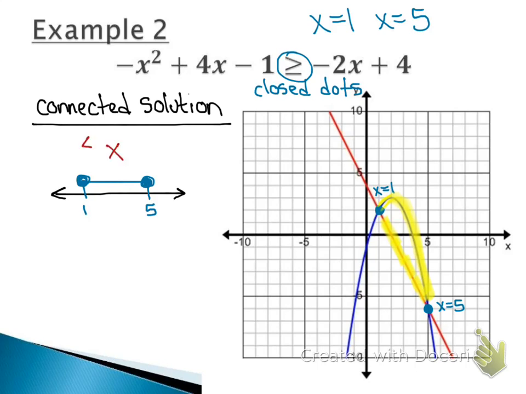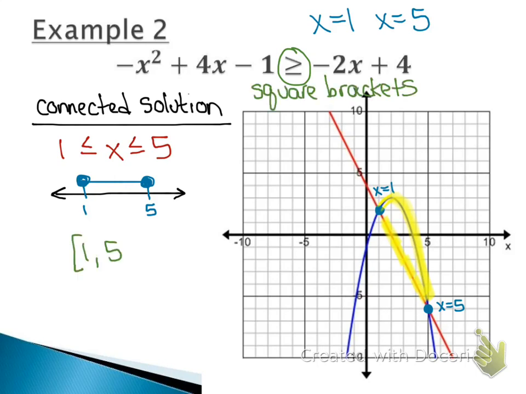My inequality symbols will have x being in between the numbers 1 and 5. And then, because of the line under the inequality sign, we're going to use square brackets. And again, I don't need the infinities on this part because it's a connected solution. I've got a very clear start point and end point.